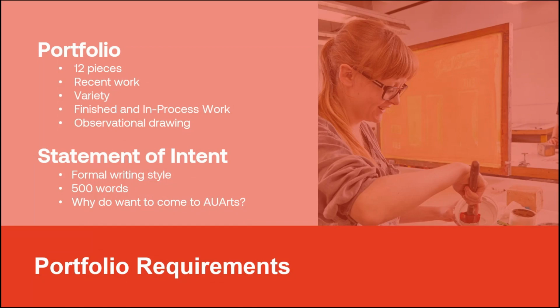We also require a statement of intent. It's meant to be in a formal writing style of approximately 500 words. Don't make it any more than that, but you can definitely make it a little bit less than 500 words, but around 500 words. And basically respond to this question: why do you want to come to AU Arts? What is it about the arts that interests you? What do you hope to achieve? What are your dreams about the arts? And just respond to that in an essay.